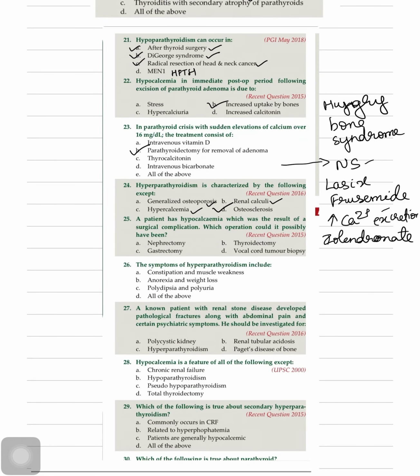A patient has hypocalcemia which was the result of a surgical complication. Which operation could it possibly be? So the option is thyroidectomy.